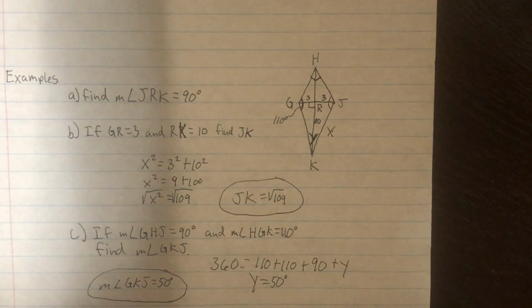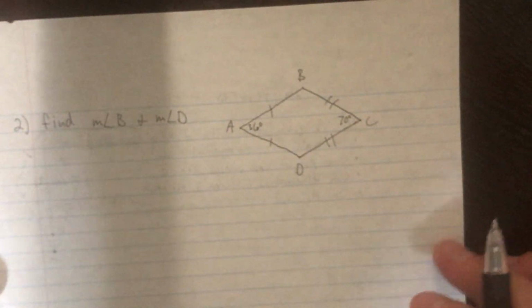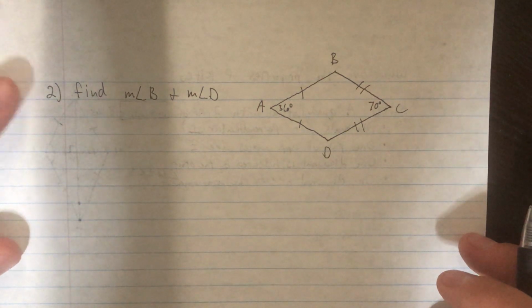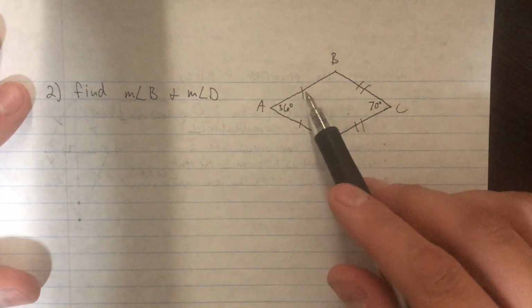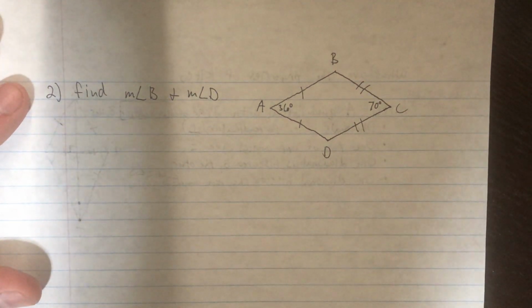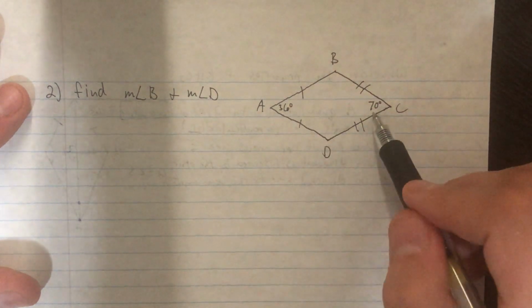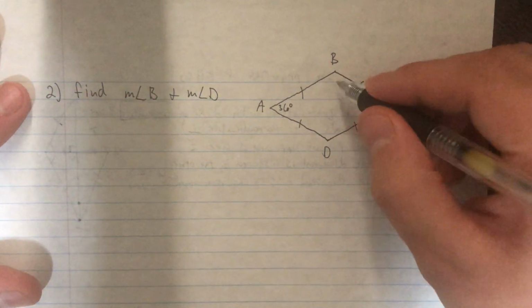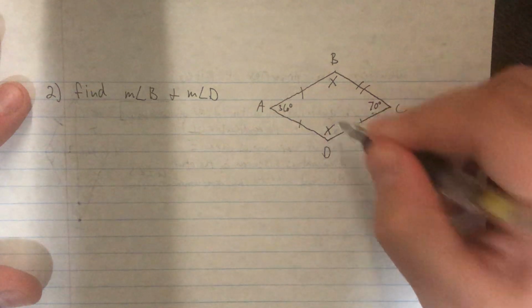We are completed. I have one more example. This one's a little bit easier than the last one, just one part. It says to find angle B and angle D. So I have a kite. The consecutive sides are marked as congruent. That means this one's 36, 70. Those two angles are not congruent. Therefore, the other two opposite angles have to be. We will call that X and X.